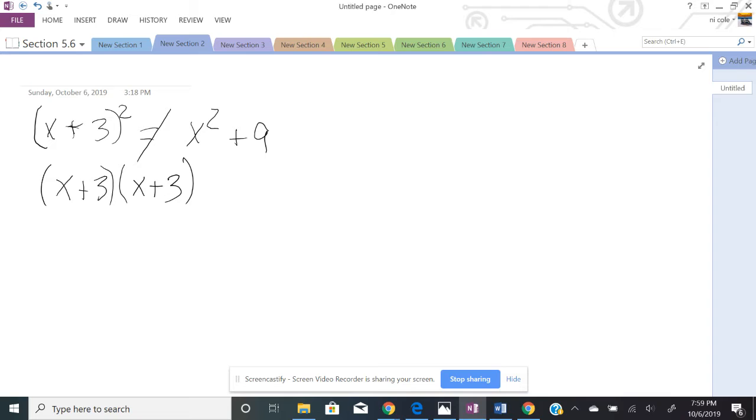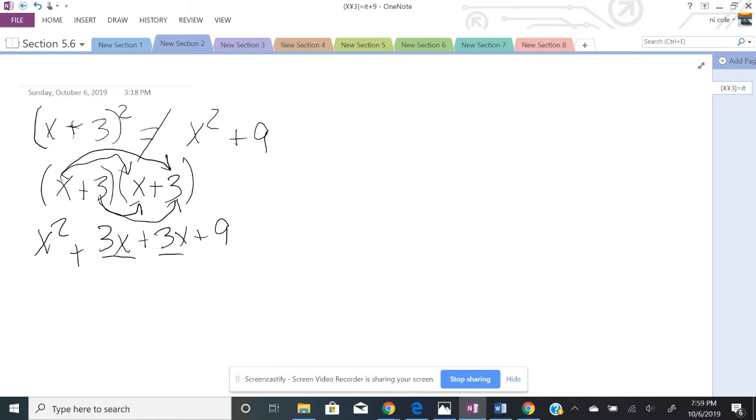And so if you FOIL, you have x times x giving you x squared, x times 3, which gives you 3x, plus 3 times x, which gives you 3x, and 3 times 3, which gives you plus 9. When I combine my like terms, that gives me x squared plus 6x plus 9.